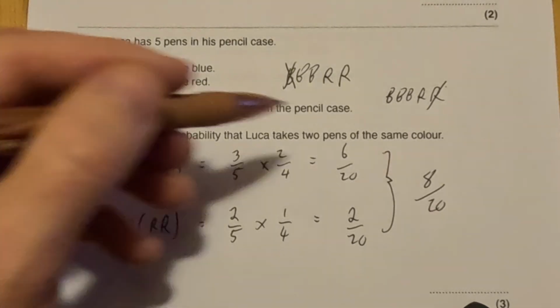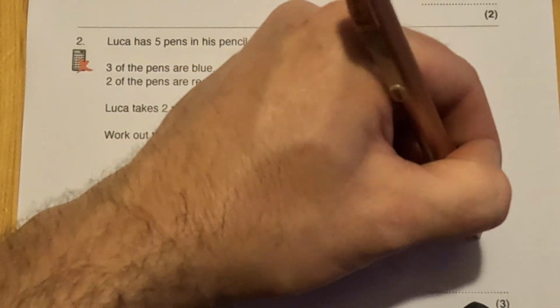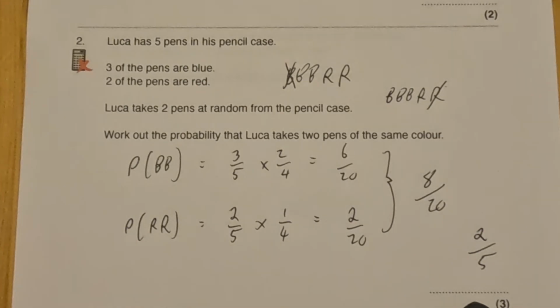And this can be cancelled down. Both of those numbers are divisible by 4. So 8 divided by 4 is equal to 2, and 20 divided by 4 is equal to 5. So that'll be 2/5. And that's it.